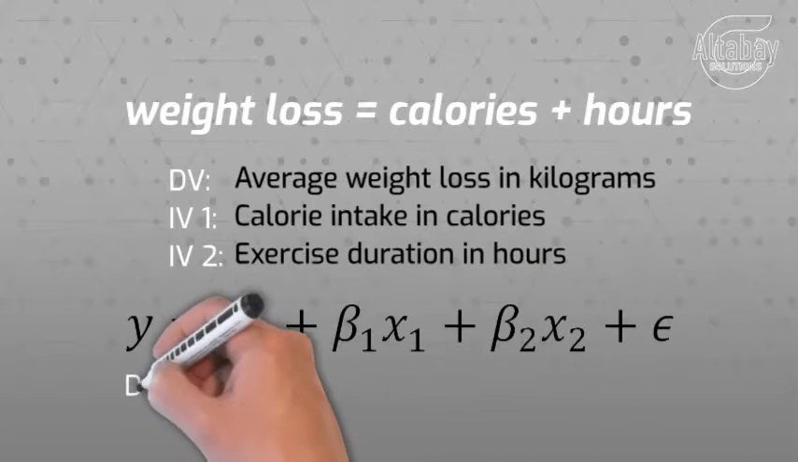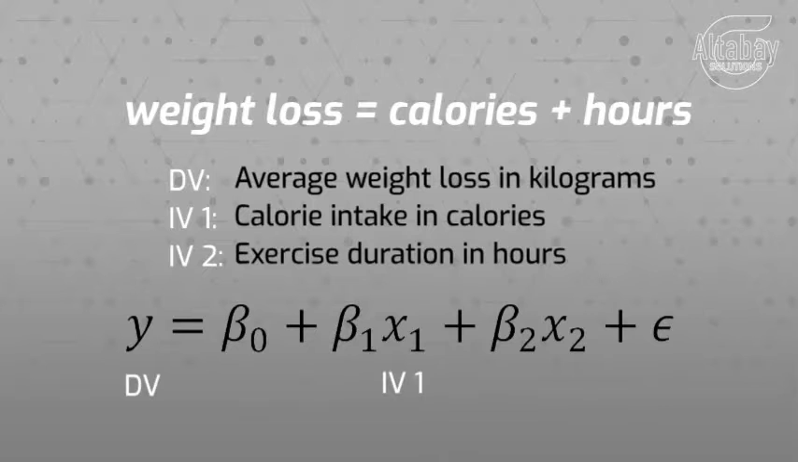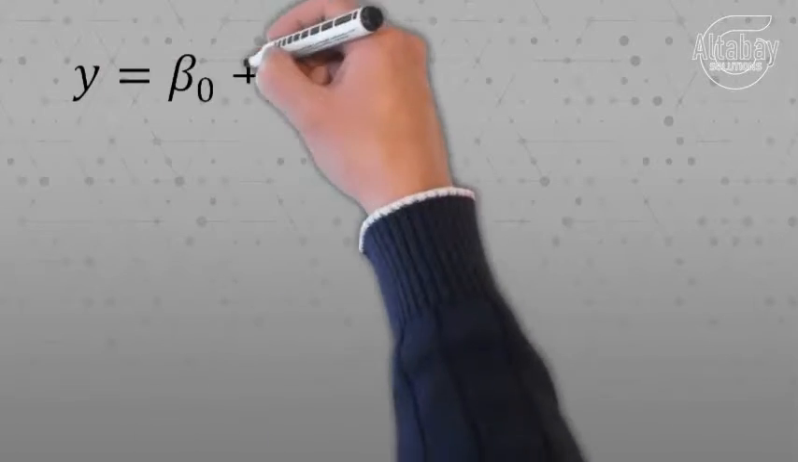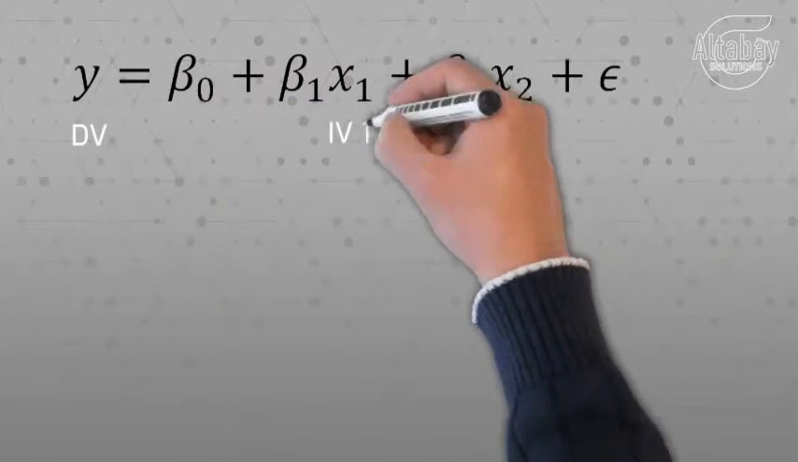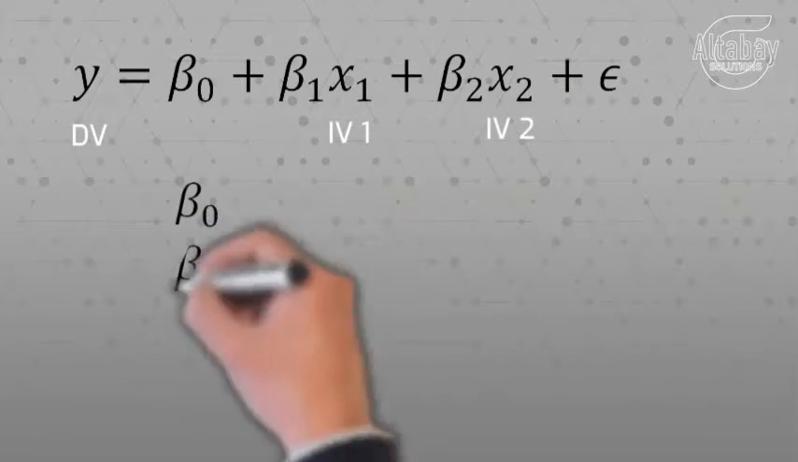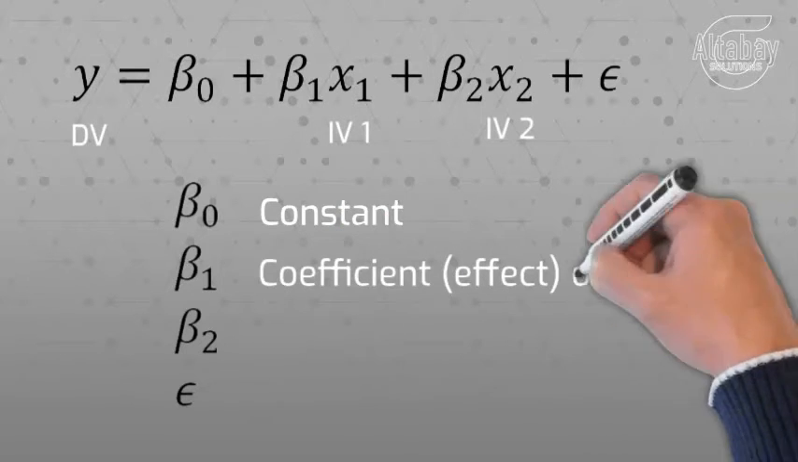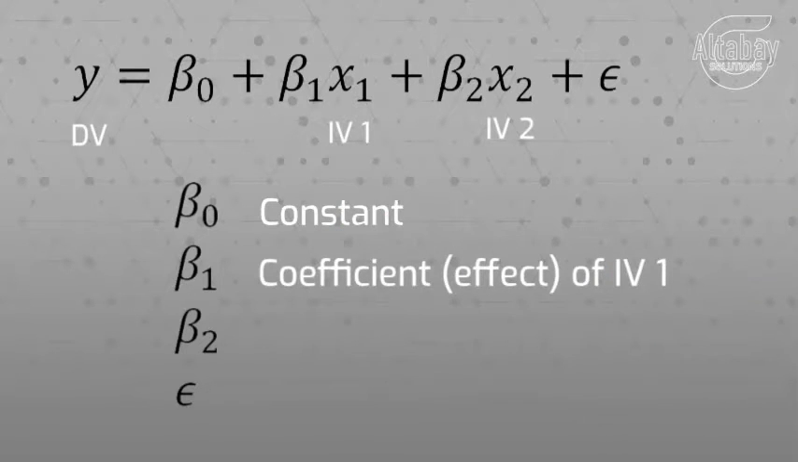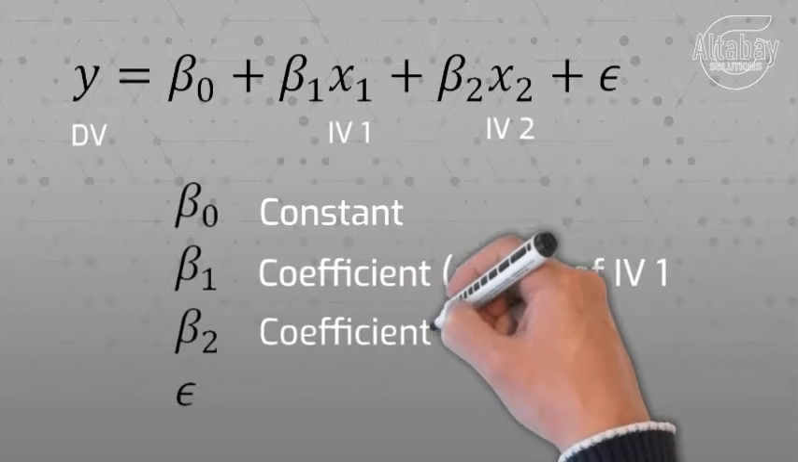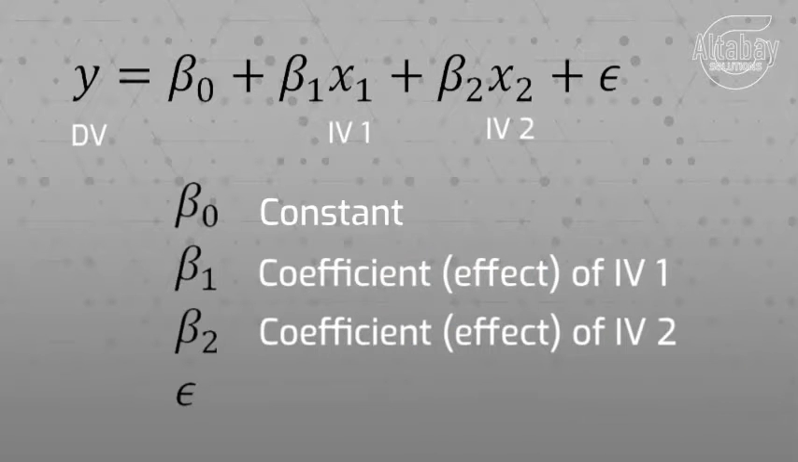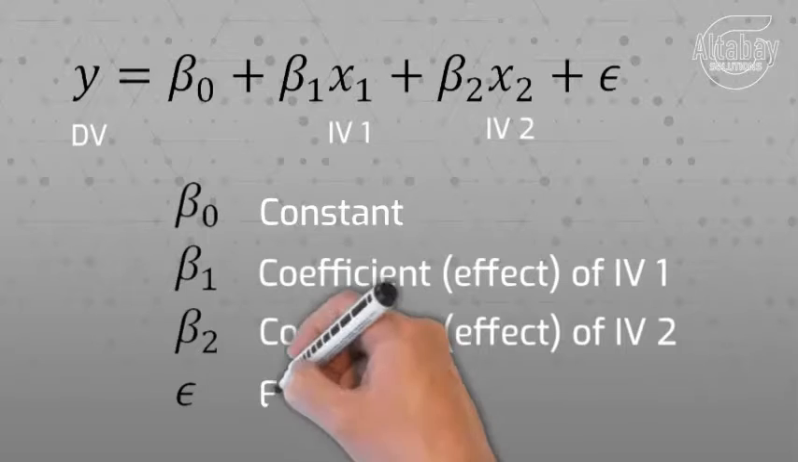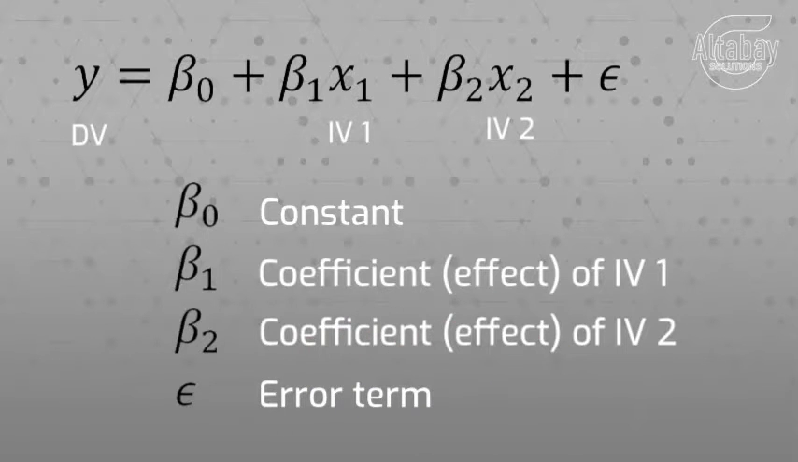Now let's try to relate this to the basic form of the OLS model equation. Y here is the dependent variable, and x1 and x2 are the independent variables respectively. Okay, so we already know where our variables are. Let's discuss the remaining parts of the equation. Beta null is the constant term, similar to the y-intercept of a simple linear equation. Beta 1 and beta 2 are the coefficients or effects of IV1 and IV2 respectively. Epsilon here is what we call the error term, or how far the fitted equation is from the actual data point.